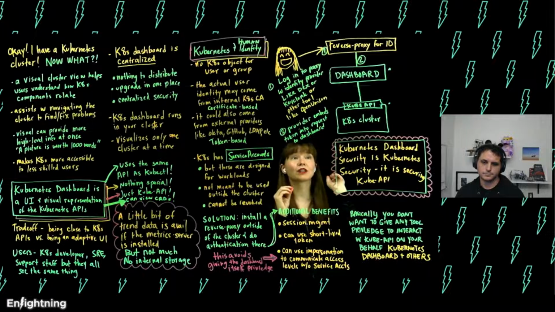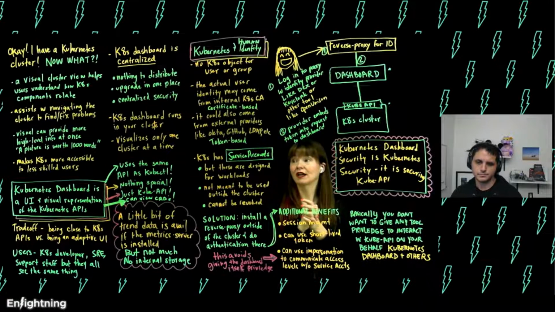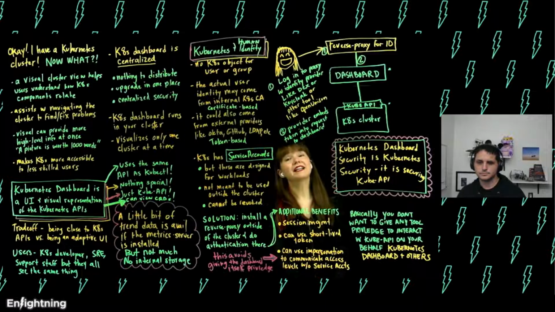The dashboard usually runs as part of a cluster. That's the most common way to run it, although it's possible to run it outside of the cluster. And it does visualize only one cluster at a time. It's not for multi-tenancy. And then as you add custom resources to your cluster, you're extending the Kubernetes API to understand and work with those resources. And so therefore, that's also going to be visualized as part of your Kubernetes dashboard. So you can see your custom resources that you're adding to Kubernetes.